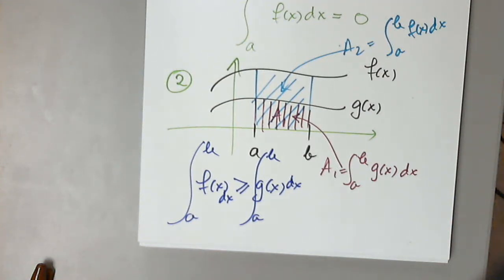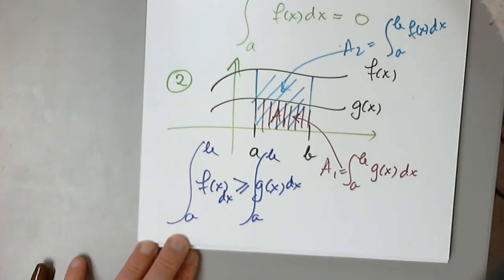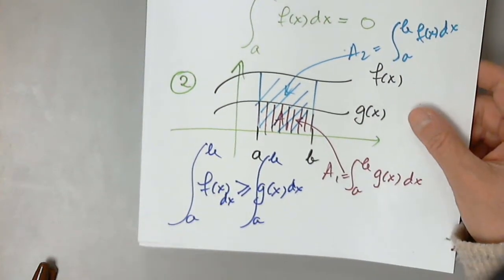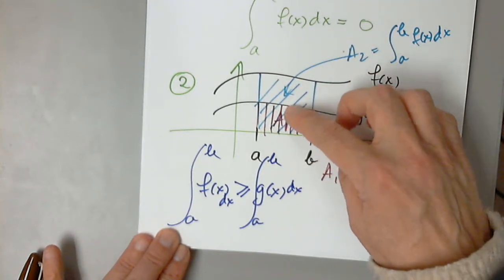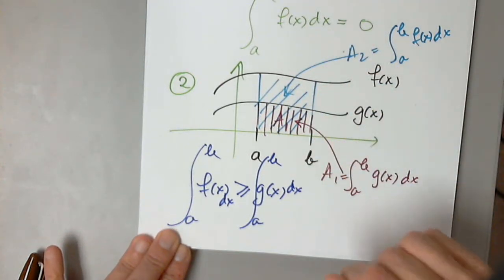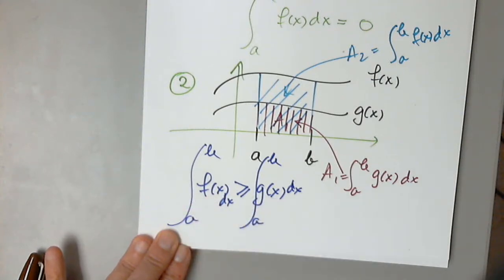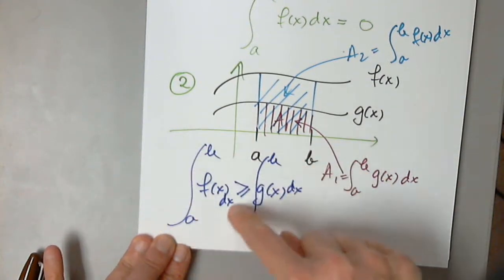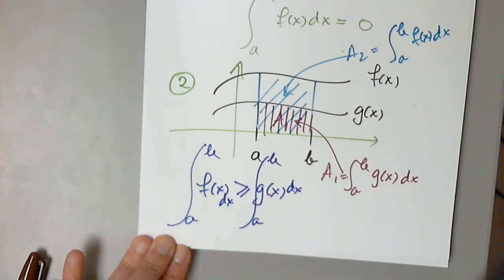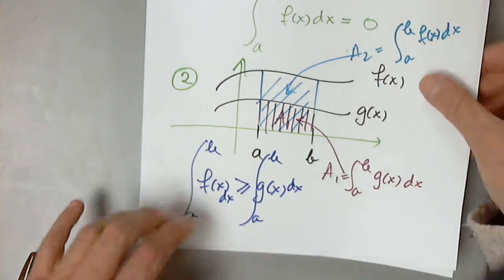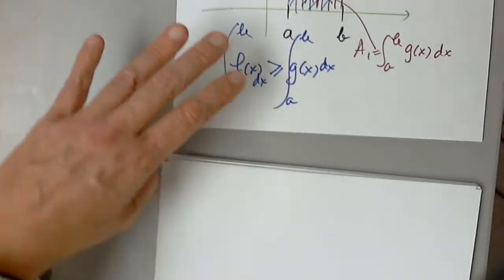Does it make sense? Yes? Han, is that clear? So the blue area is definitely bigger than the purple area, because f of x is greater than or equal to g of x. So that's why this is the area in blue, and this is the area in purple. Better? Okay, next property. And then we're going to look at those examples.